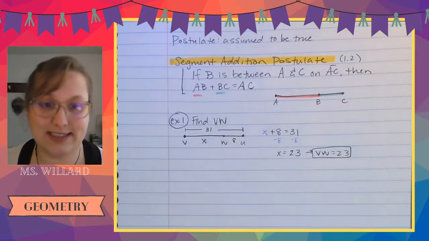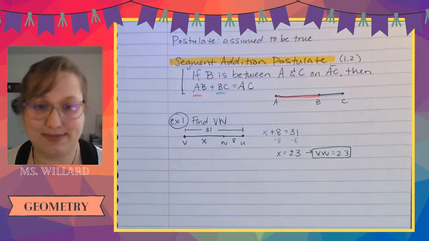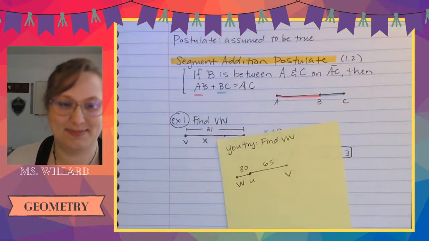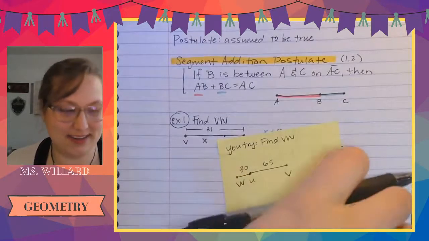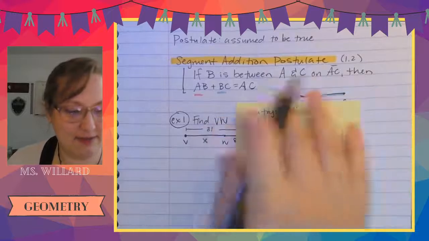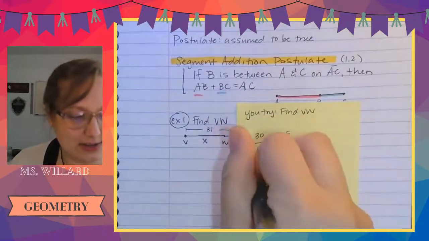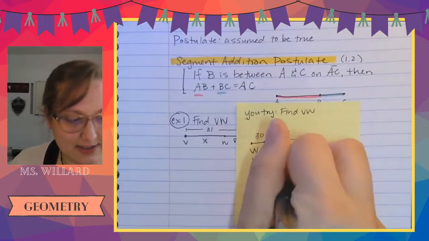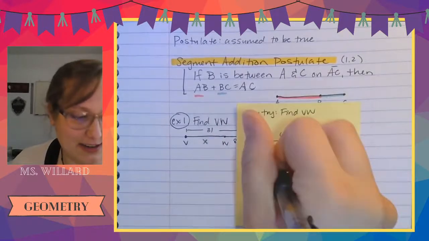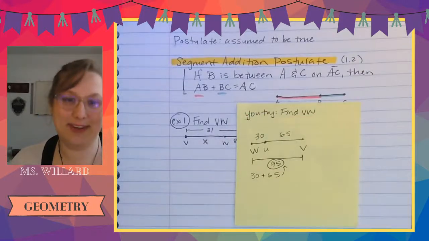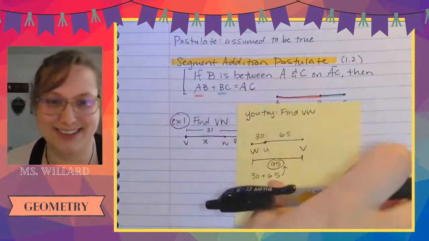If you want a different example, I'm going to give you one right now. You try that one. Pause me. Okay, great. You tried. V to W right here is the whole thing. So I would do 30 plus 65 to find this length, which would be 95. Did you get it? If so, good job. If not, email me. I'll give you more examples.